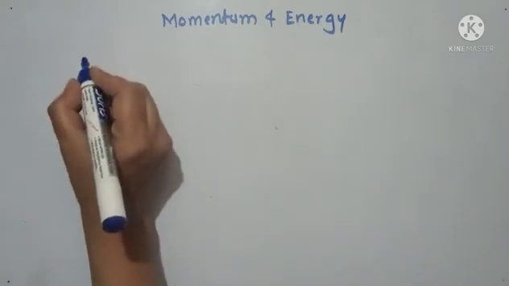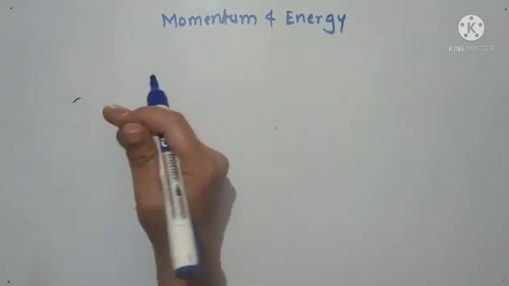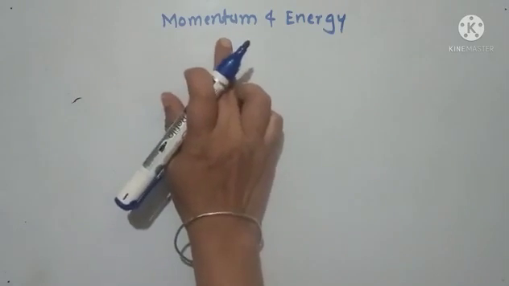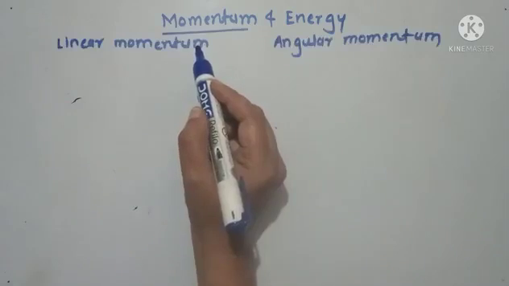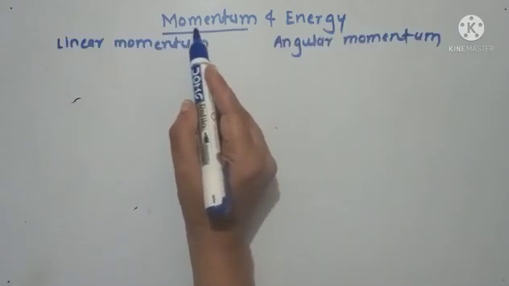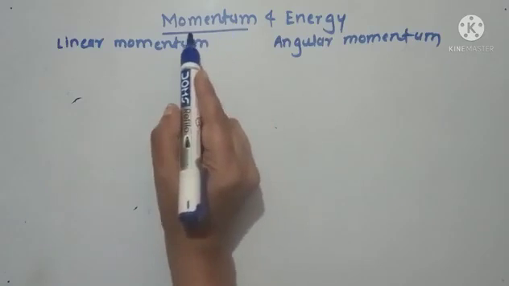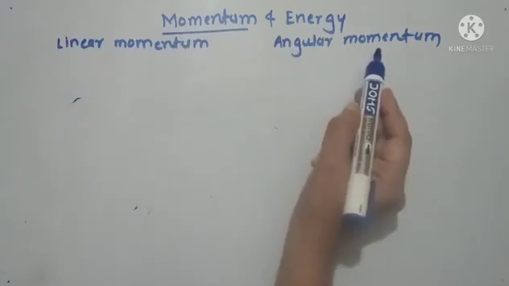To write the equation of the motion of any particle or any system of the particles, we use these conservation laws of momentum and energy. So let us deal with the momentum first. There are two types of the momentum: linear momentum and angular momentum.